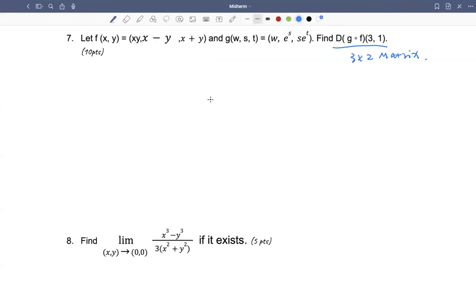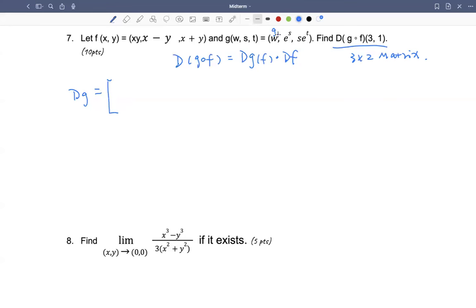For this one, we don't really have to compose. If we compose, the calculation will be tedious. So we want to use a theorem. The theorem says D(g composed with f) equals Dg, but g takes f as input, multiplied by Df. We will use this formula. Okay, so let's calculate the Dg. G is going from three space to three space, so Dg should be a 3 by 3 matrix.